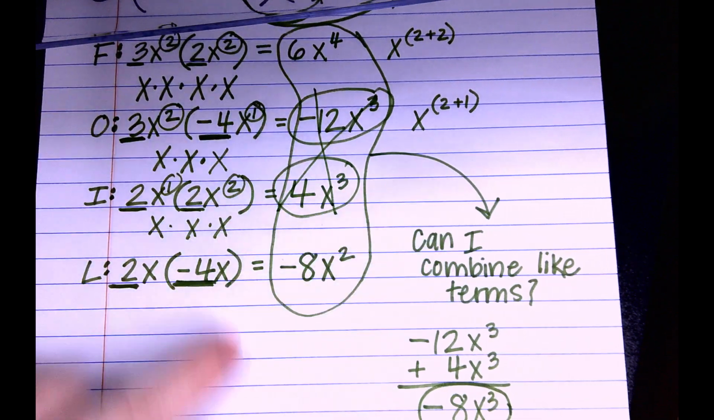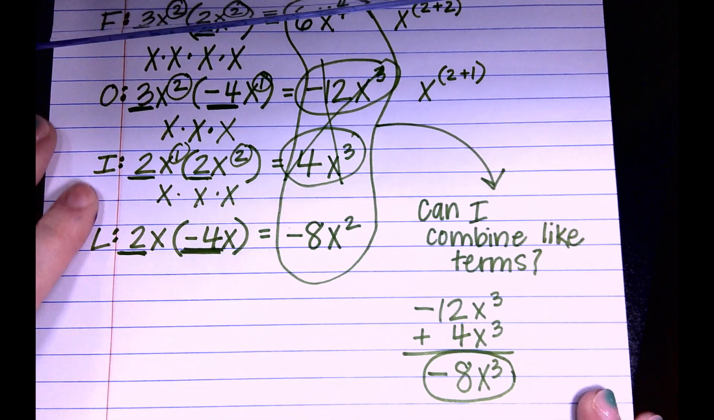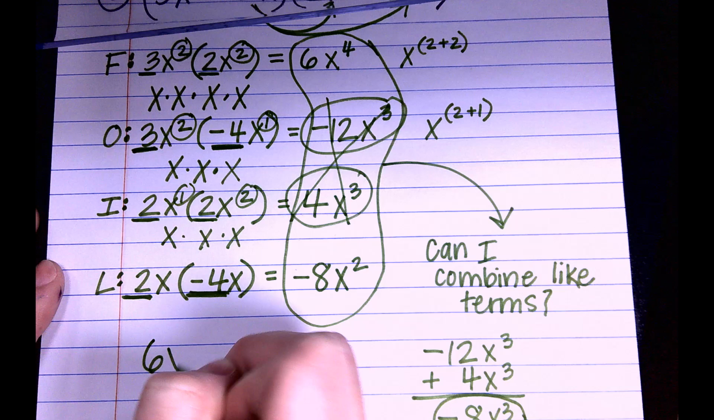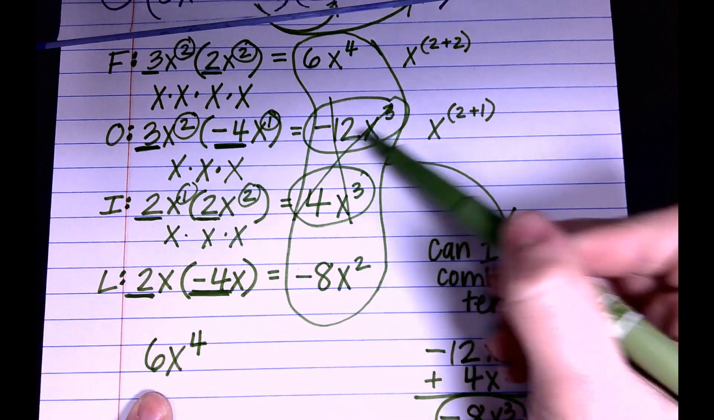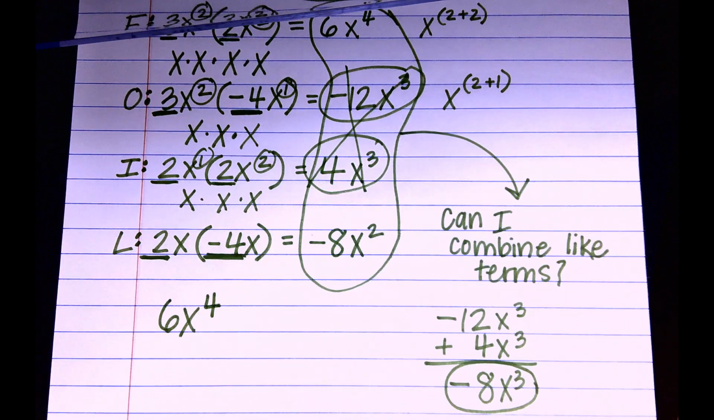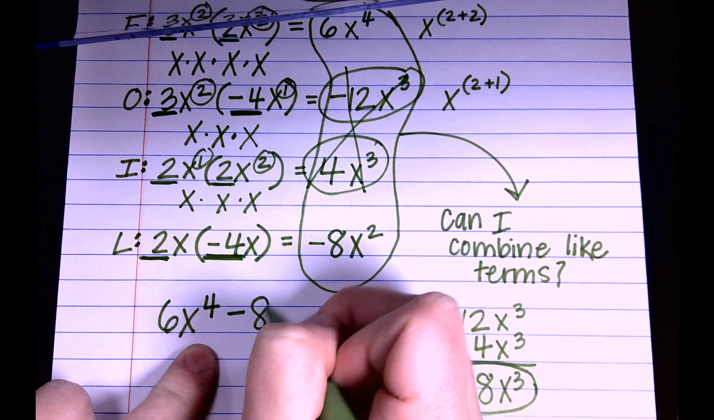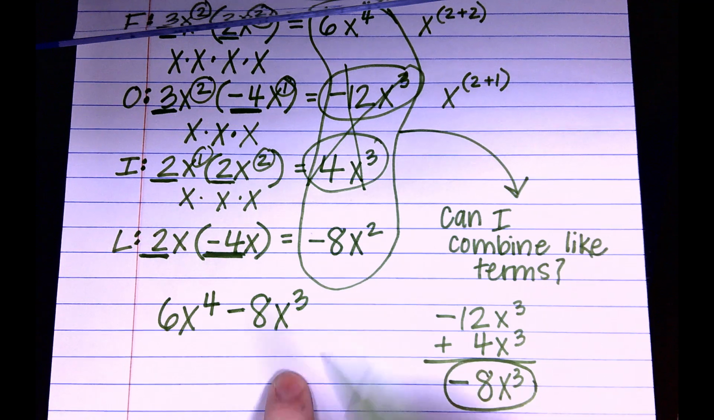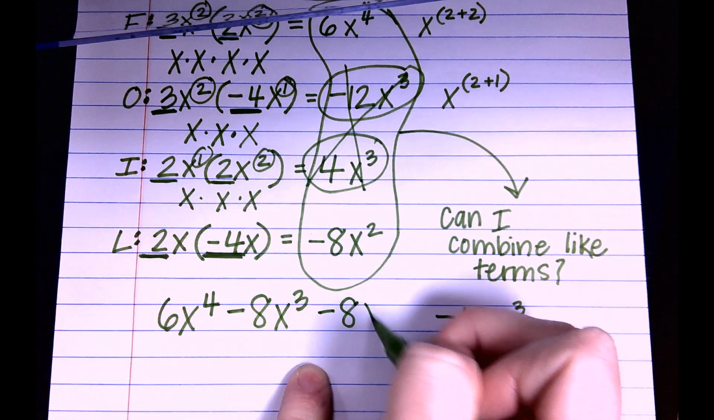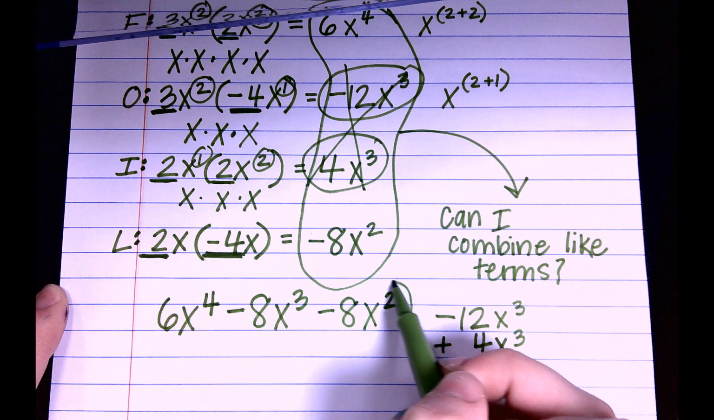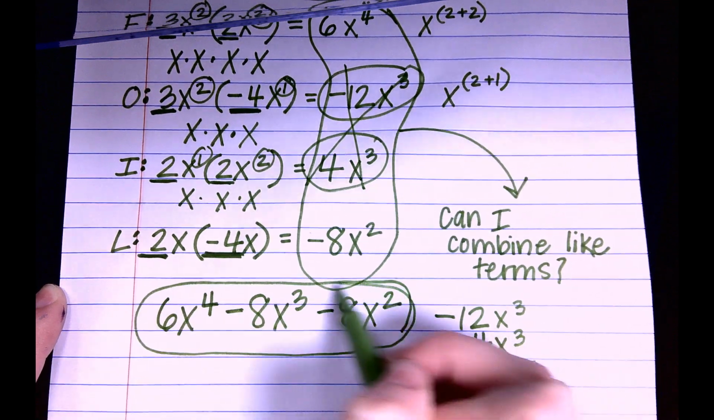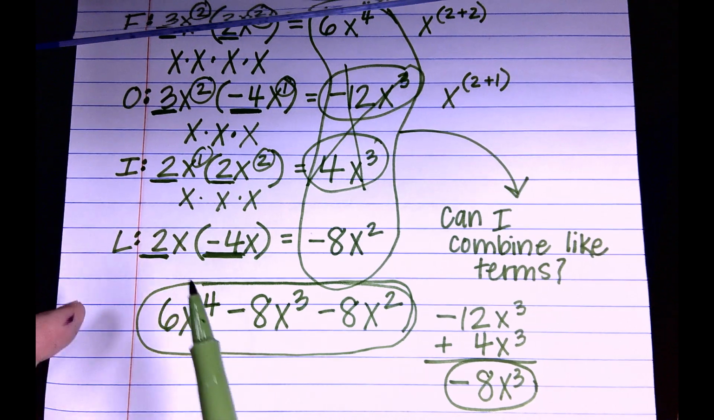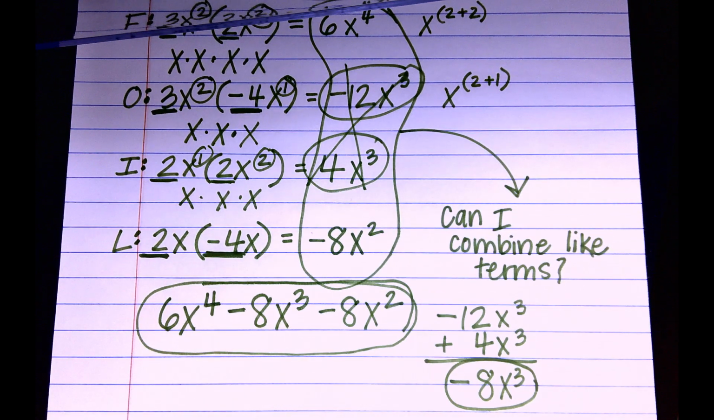So at this point, we can bring the rest down and write out the whole answer. We have 6x to the 4th power. Our middle term is -8x to the 3rd power. And our last term, -8x to the 2nd power. With the exponents. So we're not understanding why we're adding them.